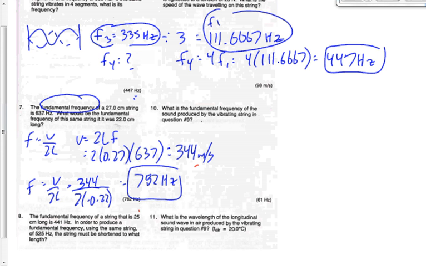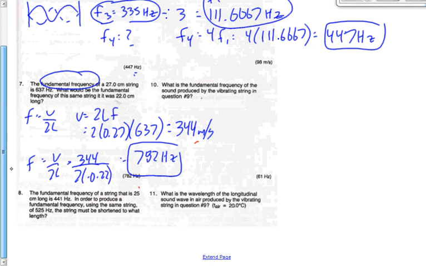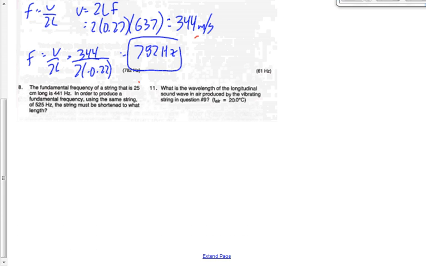And finally, question number 8 says the fundamental frequency of a string that's 25 centimeters long is 441. We want to produce a fundamental frequency, same string, new frequency. How long must the string be now? So kind of the same question as number 7, right? Except that in number 7, we were looking for the new frequency, and this one we're looking for the new length.